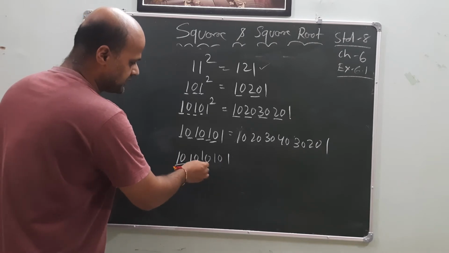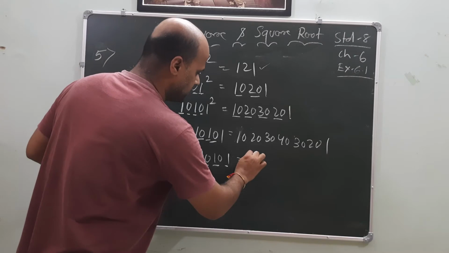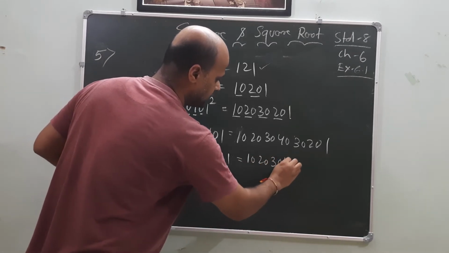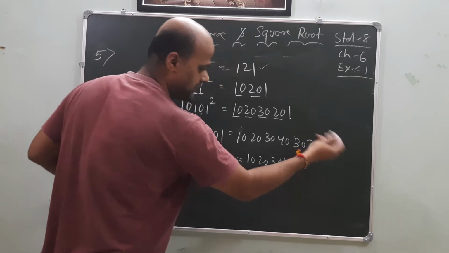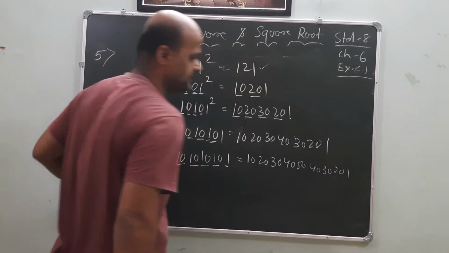110, 210, 310, 410, 5. Then count it. 10, 20, 30, 40, 50. Reverse. 40, 30, 20, 1.